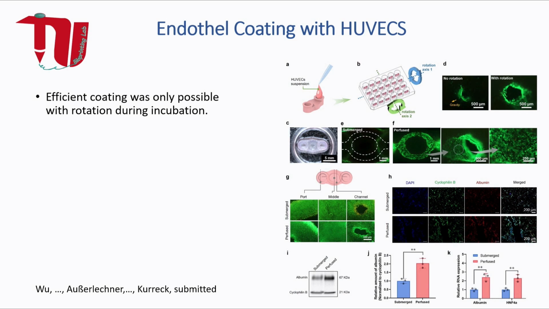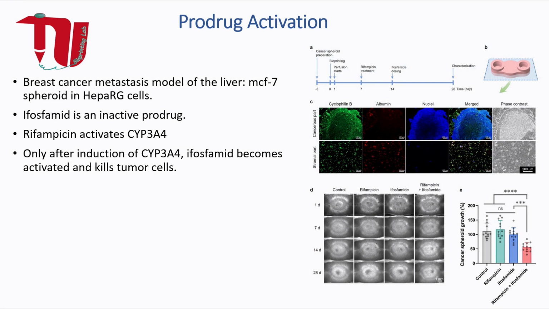But if you rotate the model, then you get a full lining, full population of the vessels with endothelial cells. And finally, the actual question was, can we use anti-cancer drugs, cytostatic drugs in our models? And he used a prodrug that is an inactive form of the drug that will not inhibit cancer growth.